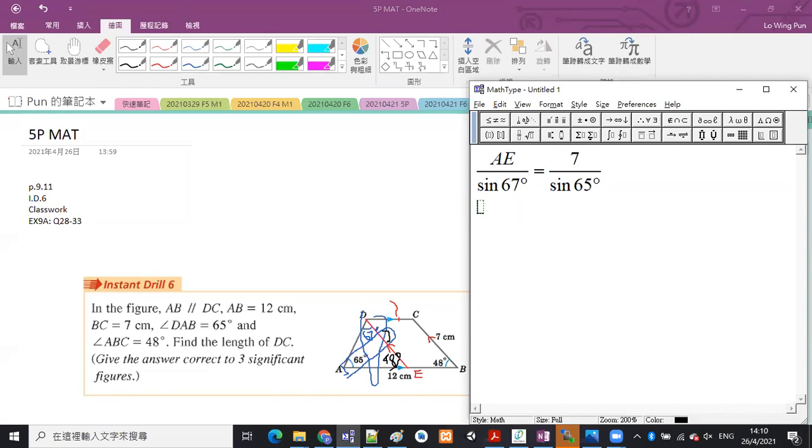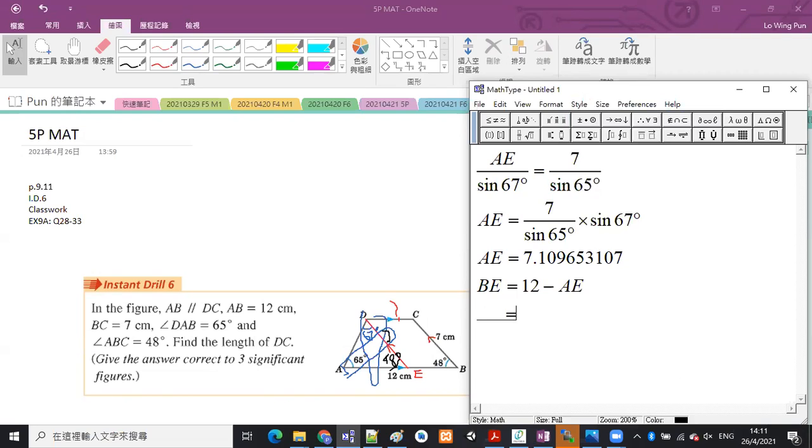Okay, and then we multiply the sine 67 degrees to the right-hand side. 7 divided by sine 65 degrees times sine 67 degrees. Okay, and then just use the calculator. So AE should be equal to 7 times sine 67 and then divided by sine 65. That should be 7.109 something. Okay, and then BE is equal to 12 minus AE. Okay, and that should be equal to 12 minus answer.